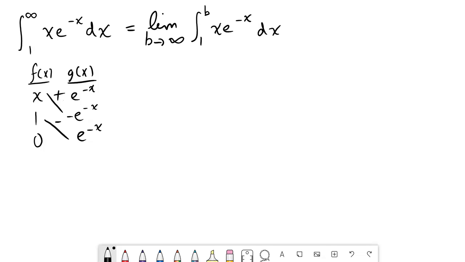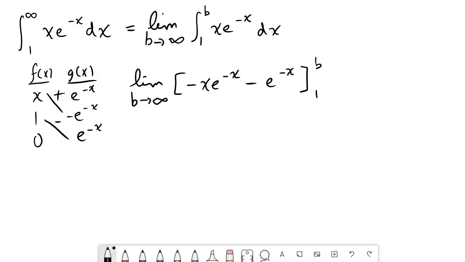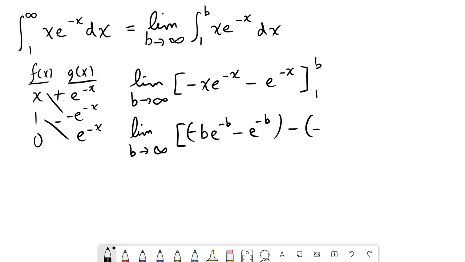We just multiply across, and what do we get? We get negative x e to the negative x minus e to the negative x. Let me write the limit in first: the limit as b approaches infinity of negative x e to the negative x minus e to the negative x, evaluated at b and 1. Then we plug it in. I'm not evaluating the limit yet, I'm just evaluating the integral. So b e to the negative b minus e to the negative b, that whole thing minus this whole thing, which is 1 e to the negative 1 minus e to the negative 1.